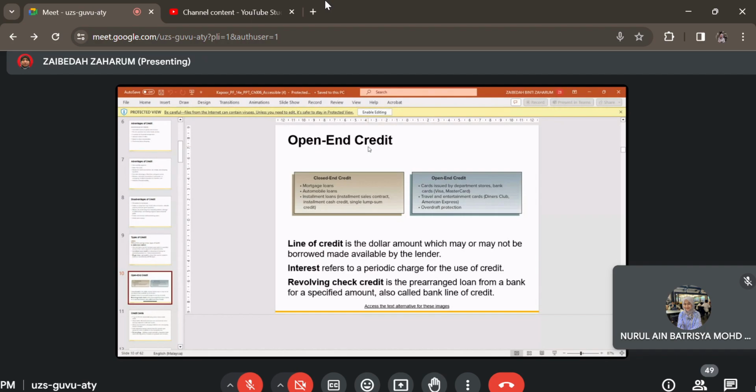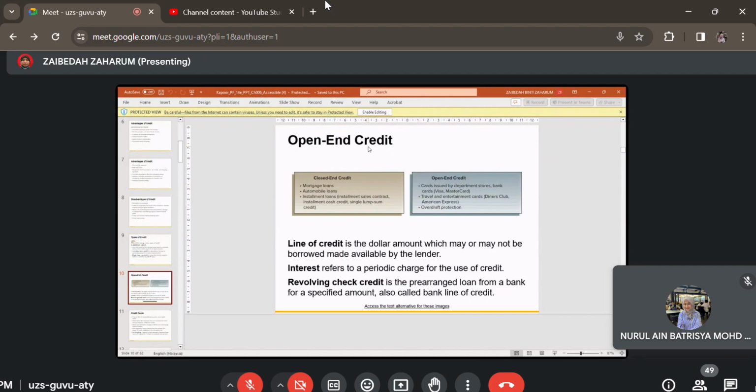So tengok kepada sini open end credit ni, kita ada line of credit. Line of credit merupakan dollar amount which may or may not be borrowed made available by the lender. Kita ada lender provide amount yang boleh dipinjam oleh peminjam tadi. So what was the line of credit dia tadi, berapa amount dia tadi.